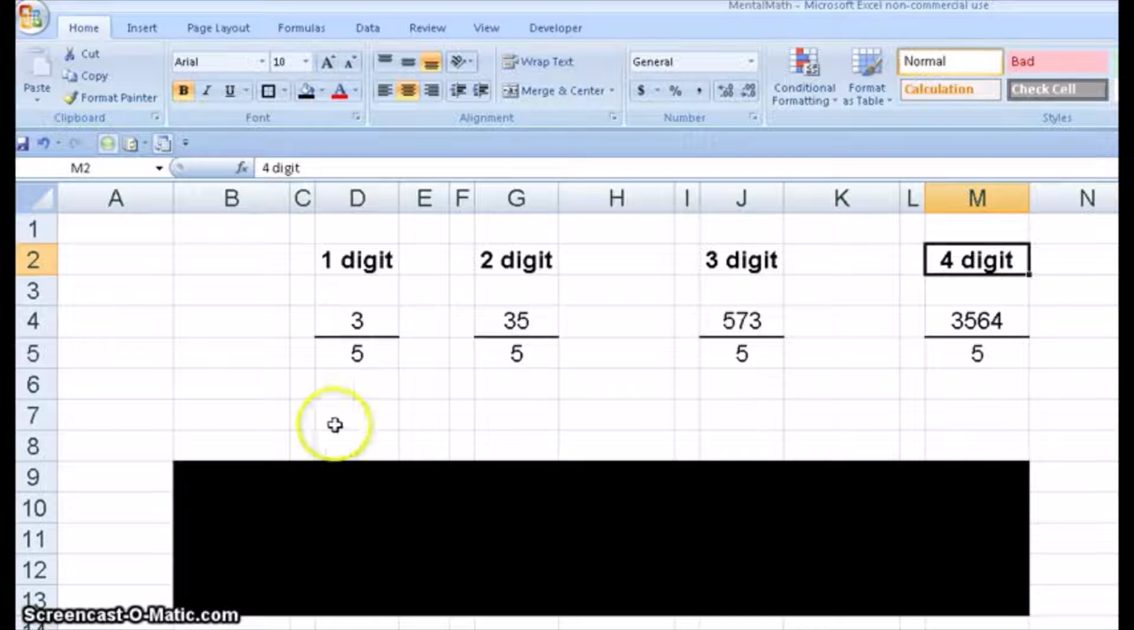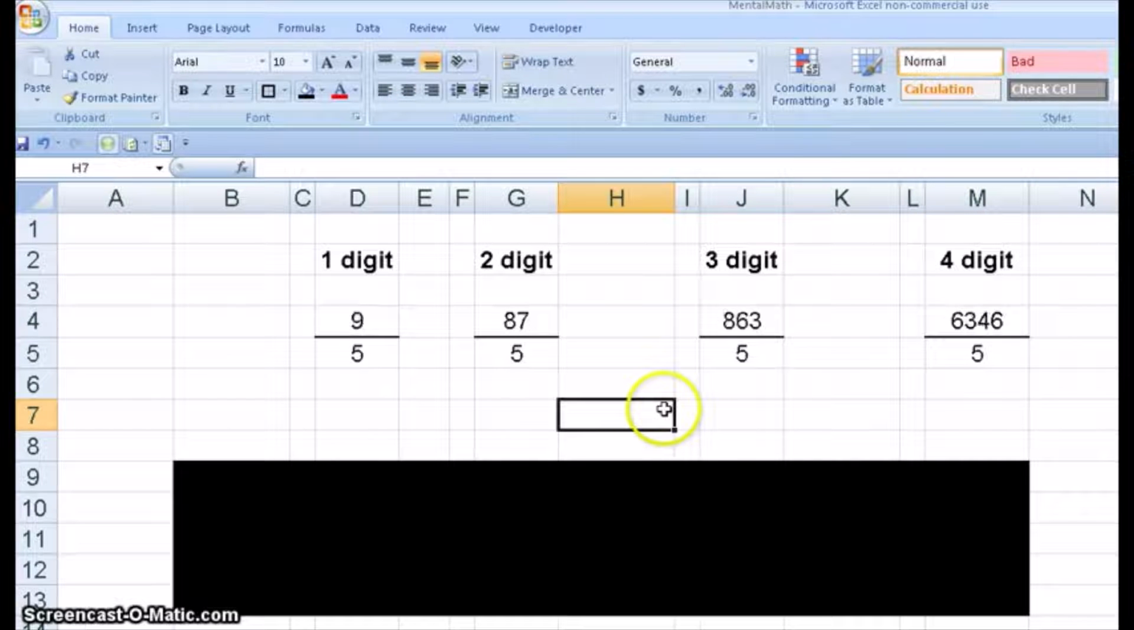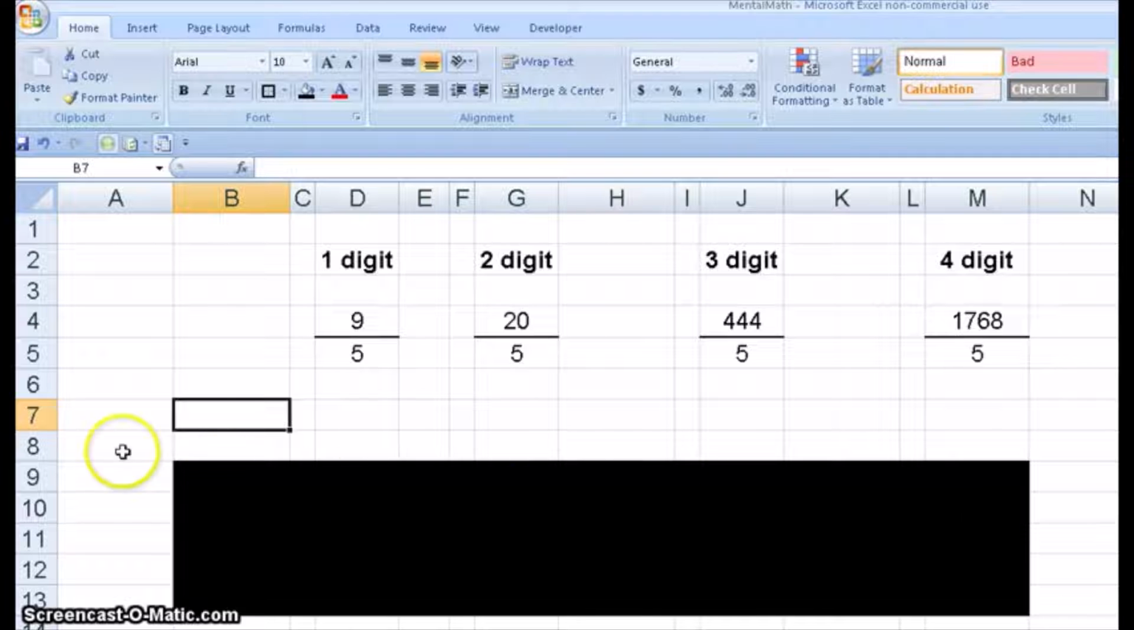So anyways, this is one where I'm dividing a number by 5. And it's one of my favorite ones, like I said, because I've used it before in real life. And so I'm choosing a 1-digit number randomly. Same thing with a 2-digit, 3-digit, and 4-digit. So if I press F9, those numbers get refreshed. And this black chunk here is the explanation of the trick, which I'll reveal after we've done a couple problems.